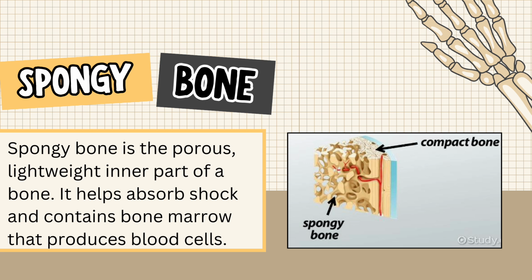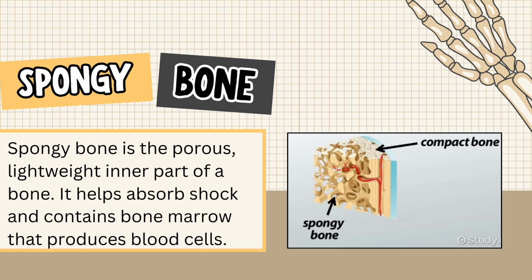Unlike compact bone, spongy bone is not solid. It has many small spaces that make it look like a sponge. These spaces contain bone marrow, which produces blood cells such as red blood cells, white blood cells, and platelets.